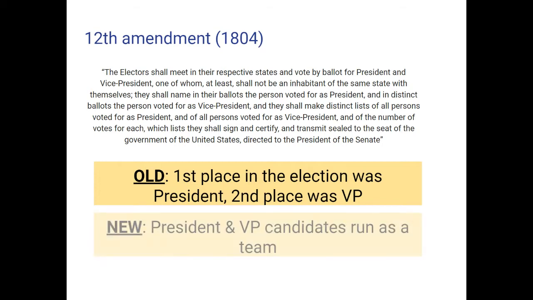So that was changed. The 12th Amendment establishes what we have today, which is sort of like the team versus team kind of concept, where a president and vice president from one party are running against a president and vice president from another. A vote for one party's president is a vote for their vice president too, ensuring that you're going to have a president and vice president of the same party.